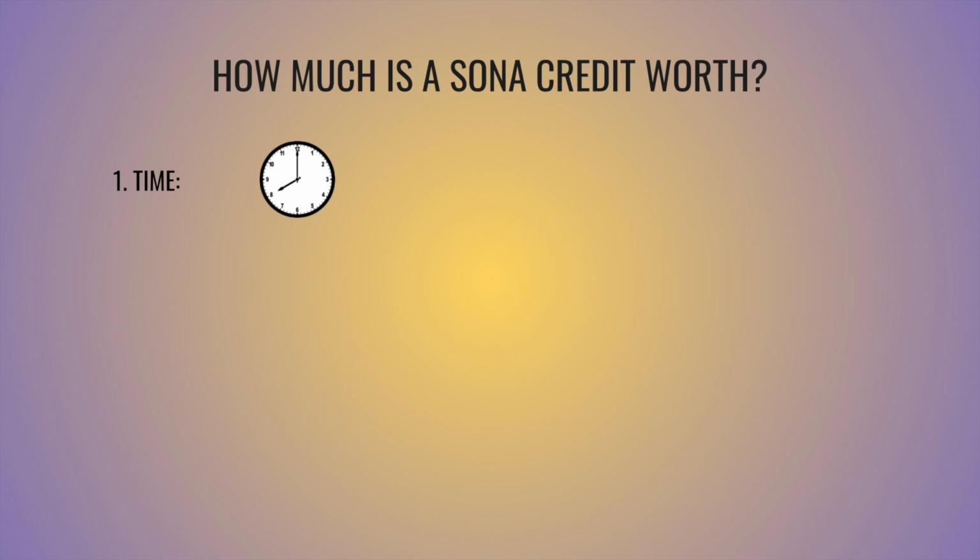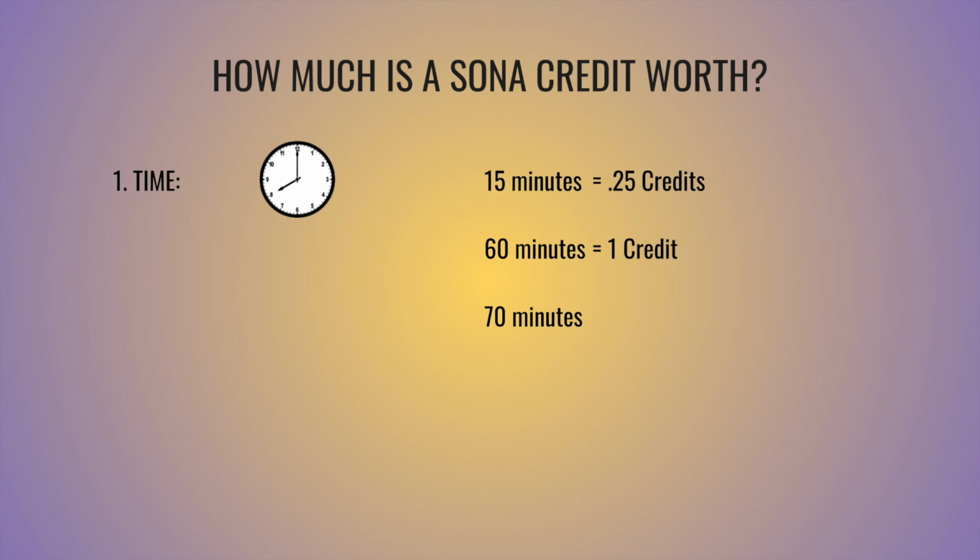First, the time required to complete the study means the amount of time a student spends completing the study should translate to a certain number of SONA credits being earned. This results in 0.25 credits for each 15 minutes of student time. For example, a 15-minute study would be worth 0.25 credits. A 60-minute study would be worth 1 credit, and a 70-minute study would be worth 1.25 credits. Notice that researchers should always round up when assigning credits.